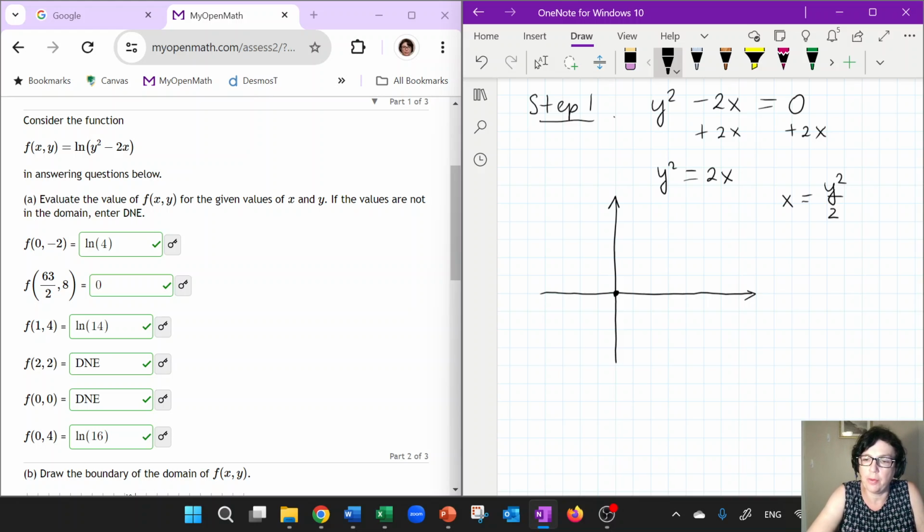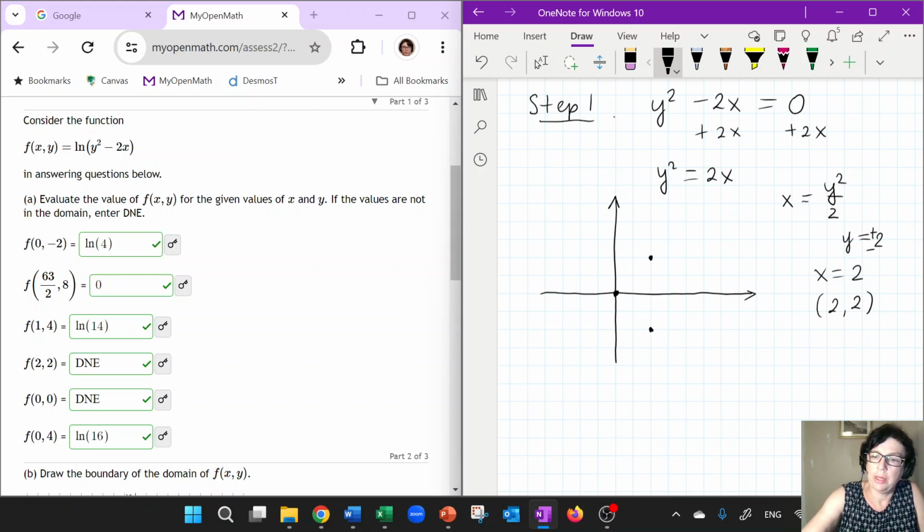So for example, if y equals 2, then what do I get for x? x equals 2 squared over 2, so that's 2. So it looks like the parabola is also going to go through the point 2, 2. And notice that when y equals plus or minus 2, you will get the same x value. So you will also get the parabola over here.